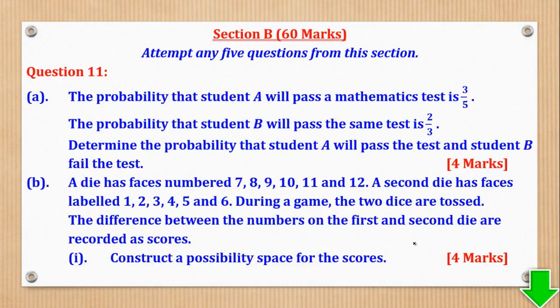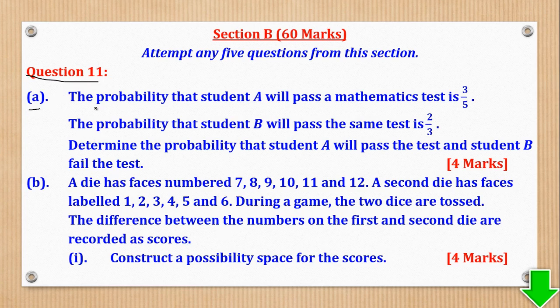That was section A. Now we shall go to section B, where there are 7 questions and the student is supposed to answer any 5, and each question carries 12 marks to make a total of 60 marks. So we shall start with question 11.